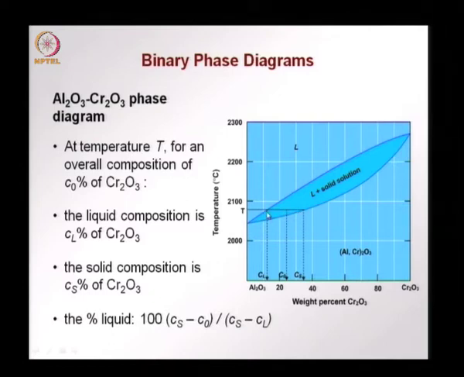The liquid composition is given by Cl, the solid composition by Cs percentage. The percentage liquid is then given by this equation, 100 times Cs minus C0, this part of the tie line, divided by the entire tie line length, Cs minus Cl. So, this will give us the percentage of liquid that is there in this material at this particular temperature T. So, here we find that the values of the tie line as well as the composition intervene.